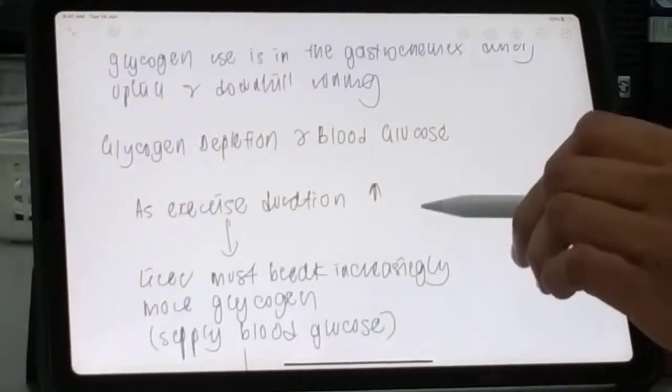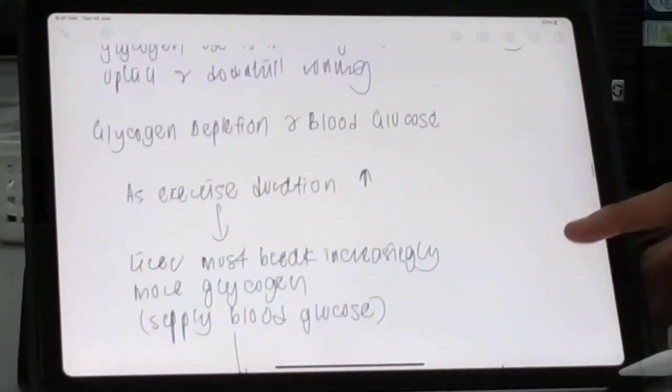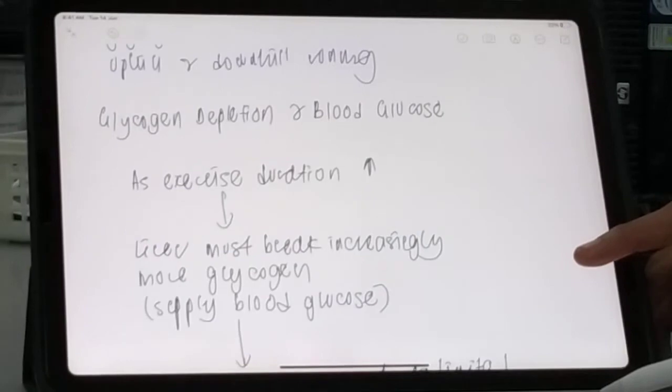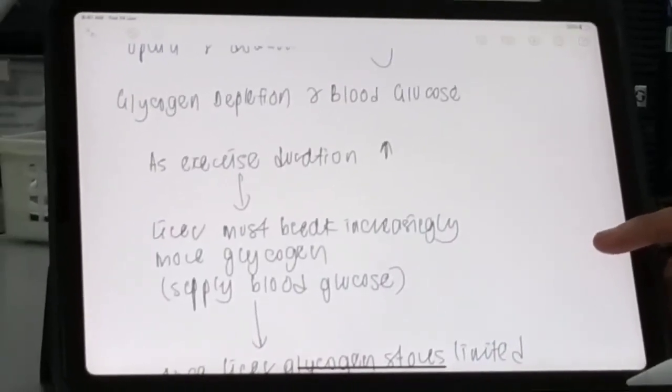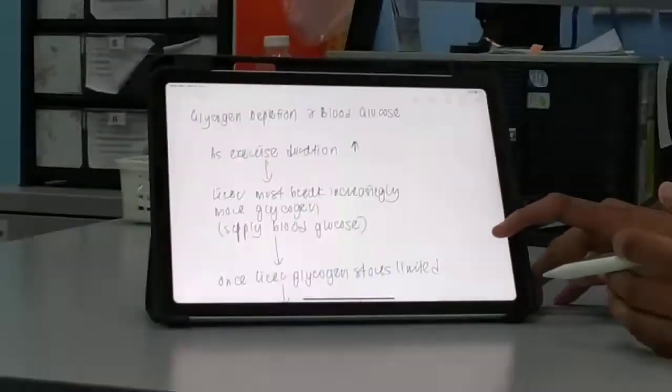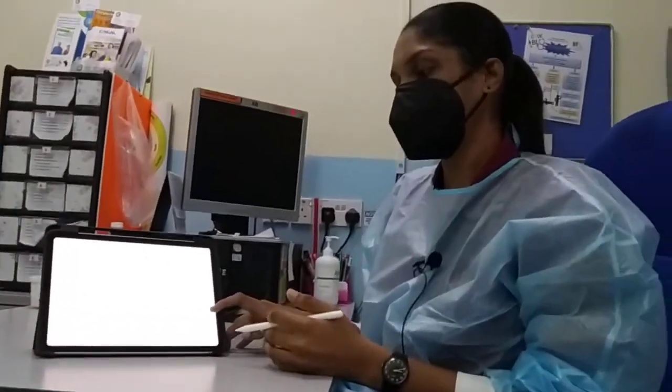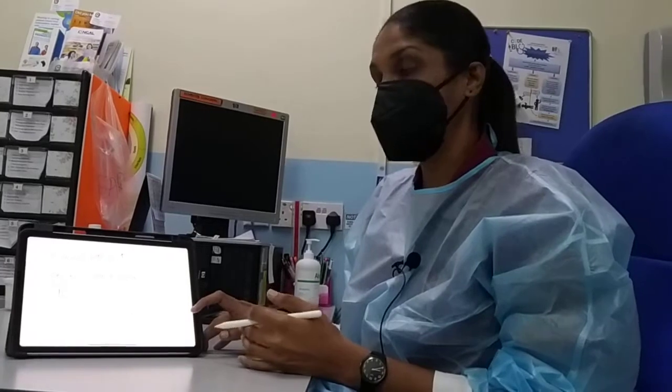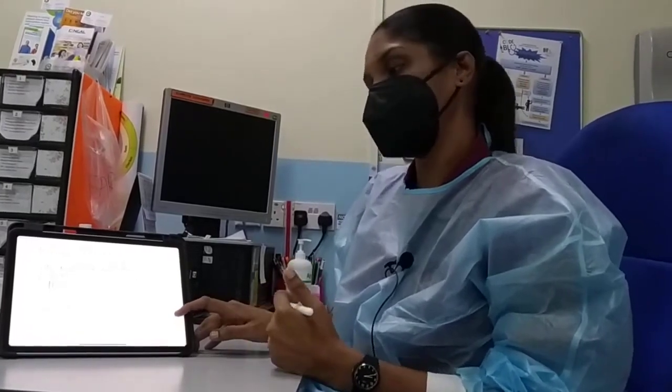Glycogen depletion and blood glucose: as the exercise duration increases, the liver must break down increasingly more glycogen, so it will supply more blood glucose. Once the liver glycogen stores are limited, the blood glucose will reduce.